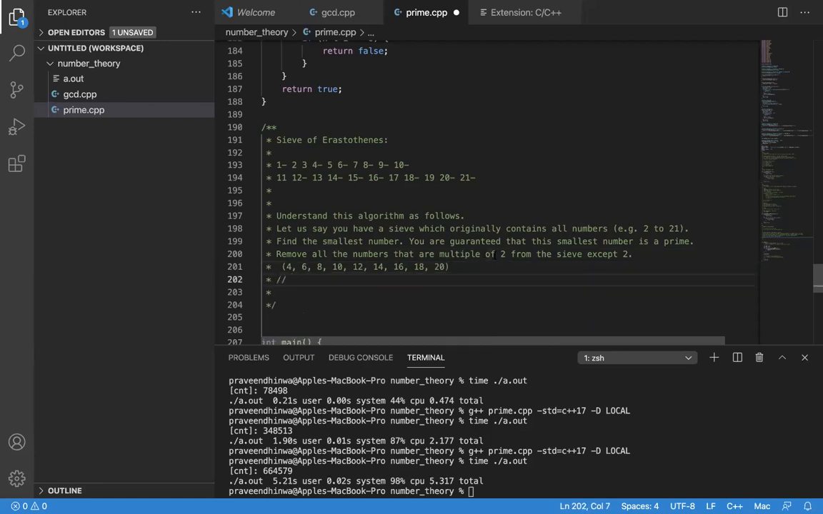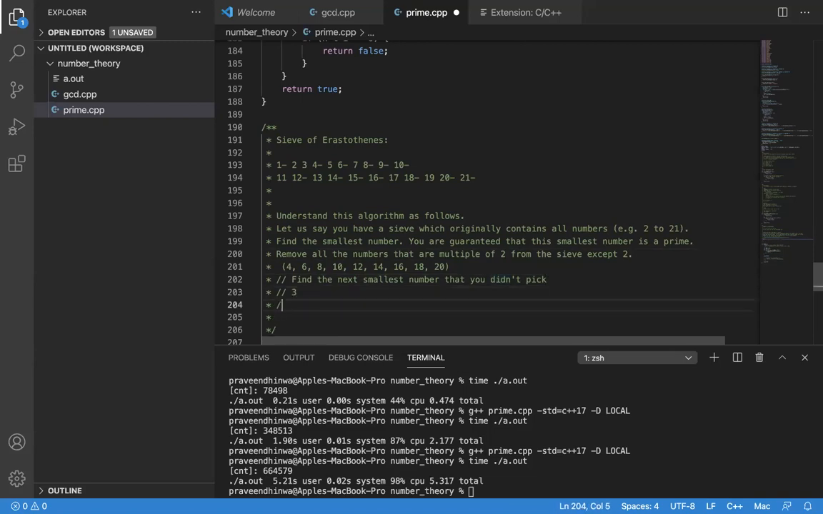Now the numbers remaining are from 2 to 21 except these multiples of 2. So what is the next smallest number? Find the next smallest number which you haven't picked till now. The first smallest number you picked was 2. So what is the next smallest number that you did not consider? So what is the next prime? That number is 3.